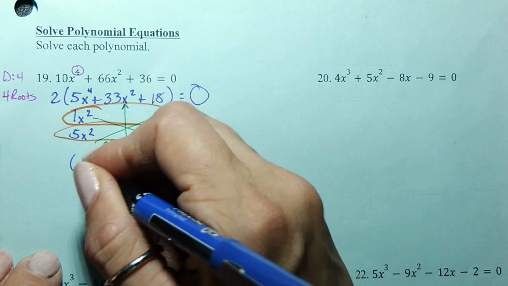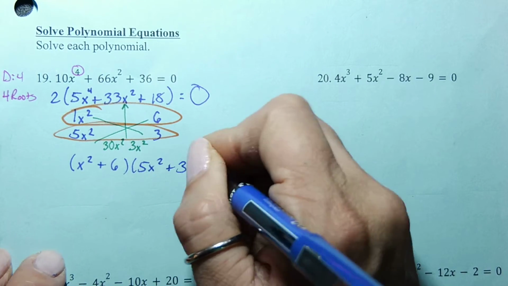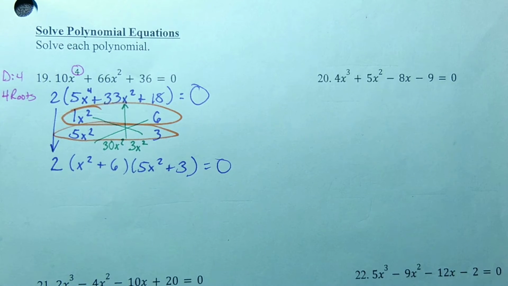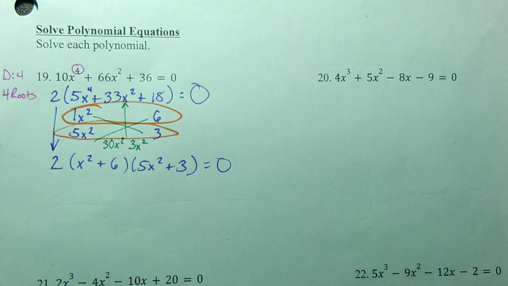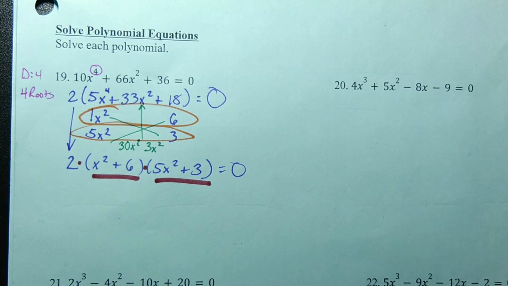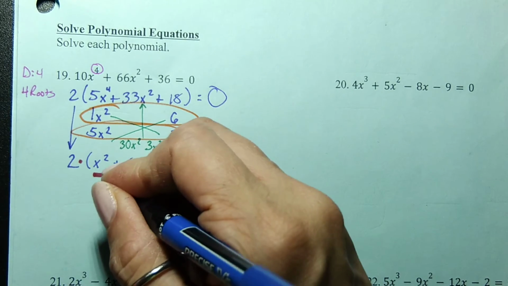So x squared plus 6 and 5x squared plus 3 equals 0. And the 2. Although for this problem, the 2 is less important because I am trying to find solutions, and my solutions are only going to come from my x factors. So if I have 2 times something equals 0, is 2 ever going to be equal to 0? No, there's no variable with it. So 2 is kind of insignificant.